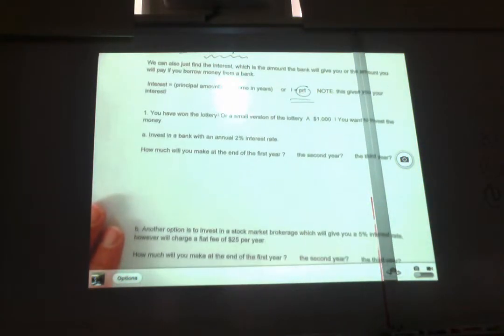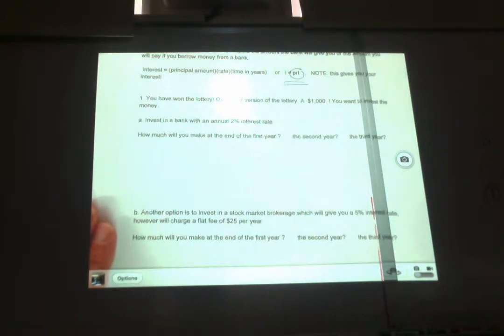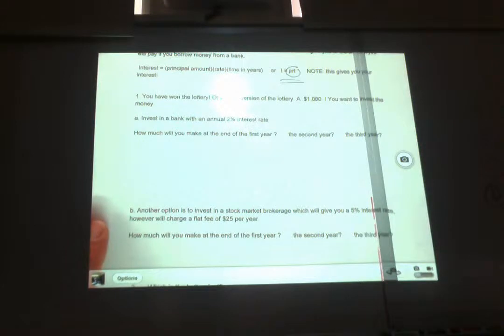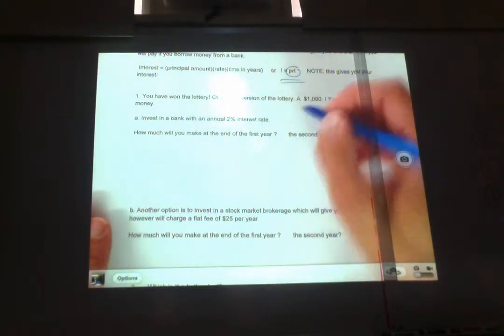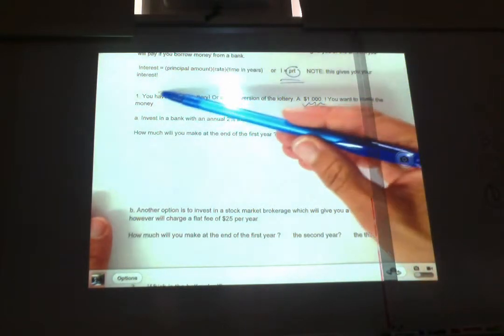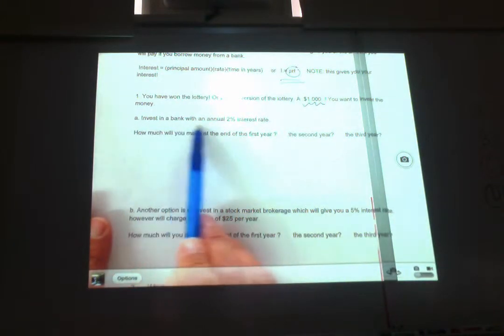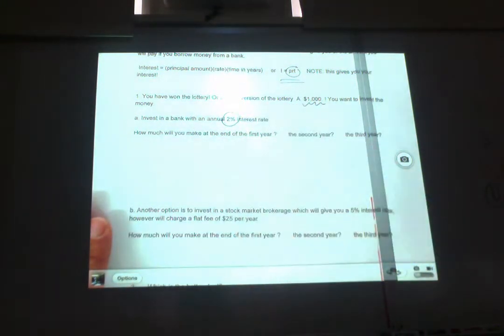You won the lottery. Your lucky day. Or a small version, because you won $1,000. Not 1,000,000, but 1,000. You want to invest the money. You're going to invest in a bank account with an annual 2%. Circle that 2%. Okay, so 2% interest rate.